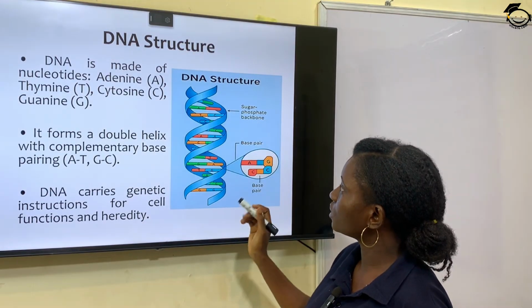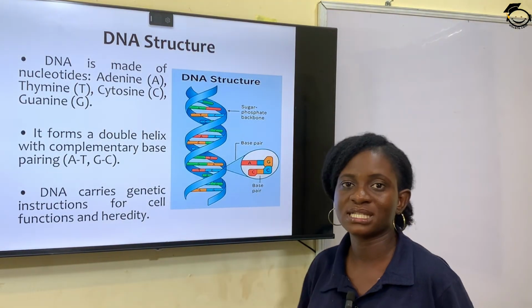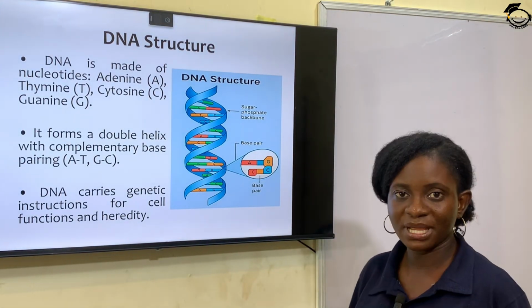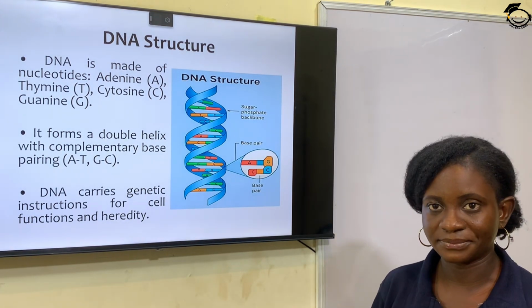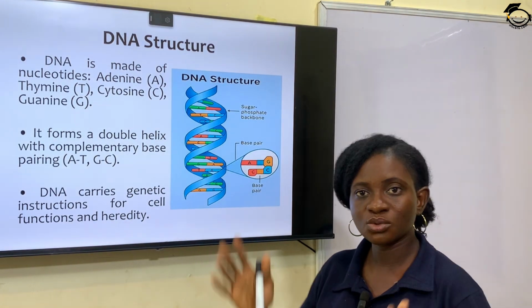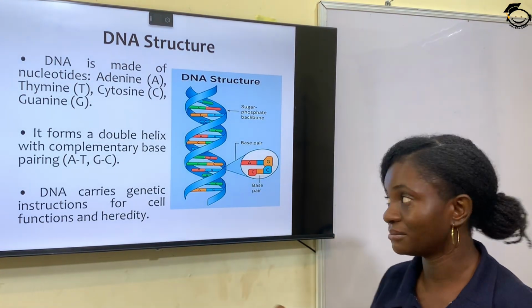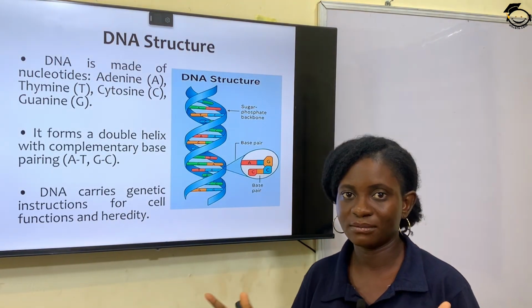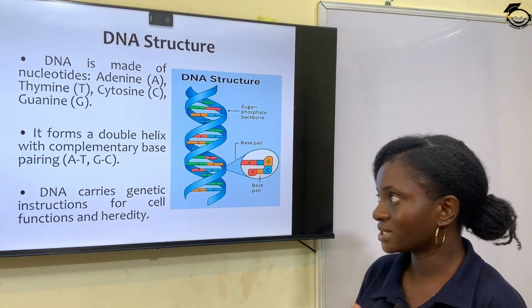So DNA structure is as simple as this. You might have come across what the structure looks like, but this is like a reminder. Just think of a ladder. A ladder has two long strands and many strands in between. DNA structure is just like a ladder, but the only difference is that the DNA structure is twisted.